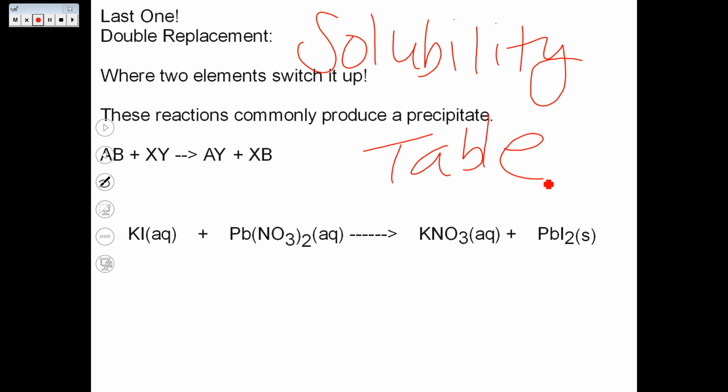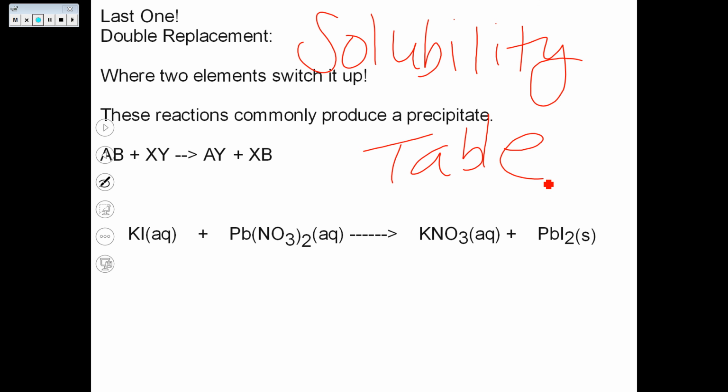So there's no need for the activity series, but what you do need for double replacement is the solubility table, which is located on the periodic table, the one that has the periodic table, the polyatomics, and then there's like a little rectangle on the bottom. That is the solubility table. And I'll show you how to use those in just a second.